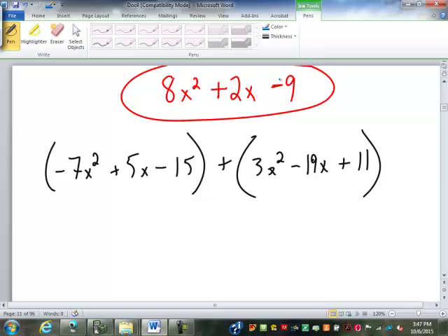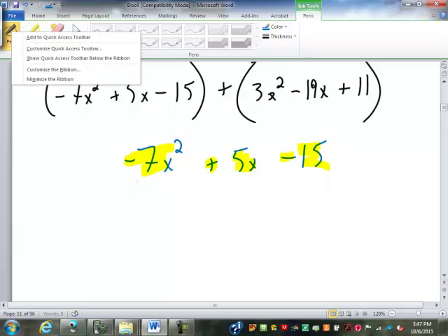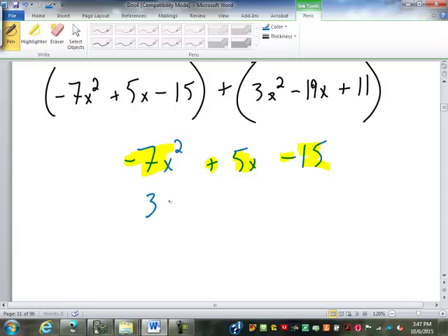So again, this one here, we'll set it up. Negative 7x squared plus 5x minus 15. Now we've talked about this a little bit before. The minus here goes with, that's a negative 7x. The positive goes with the 5, so it's a positive 5x. The minus here goes with the 15, so that's a negative 15. So we're going to line up our other place values here. This is 3x squared, a negative 19x, and a positive 11 ones.